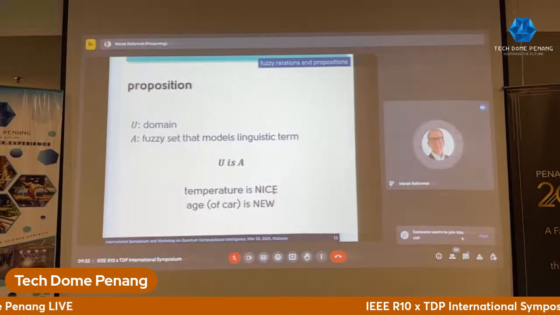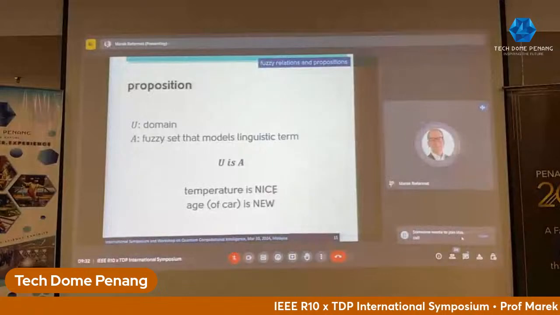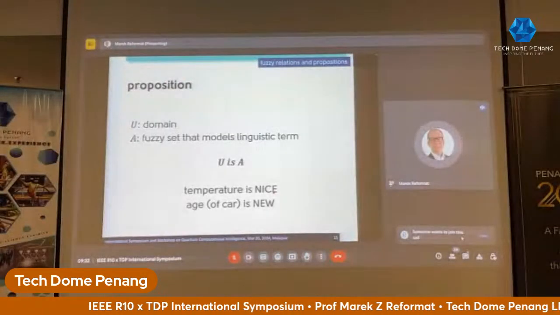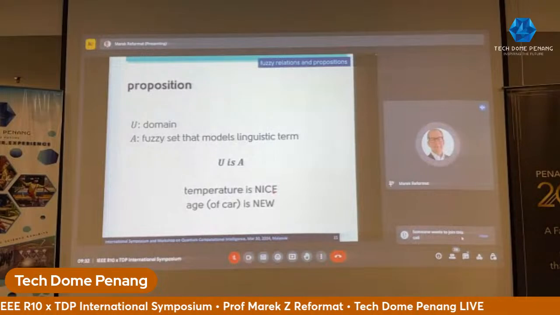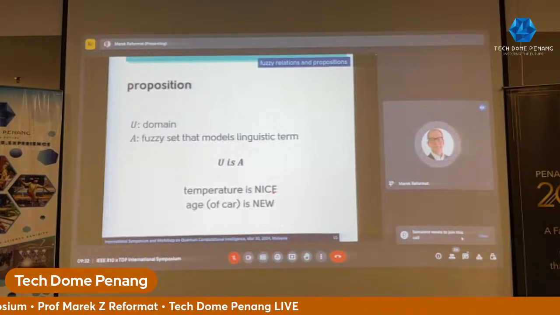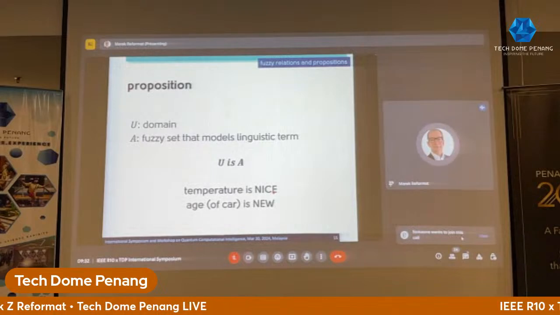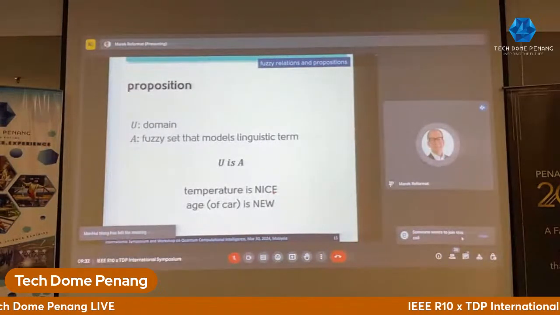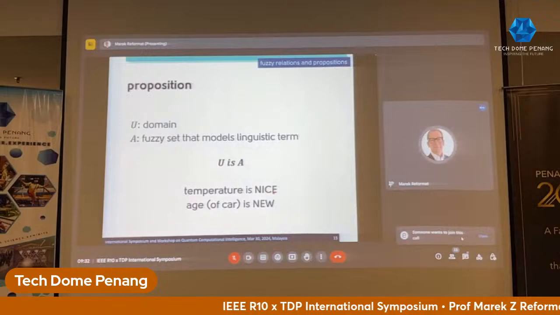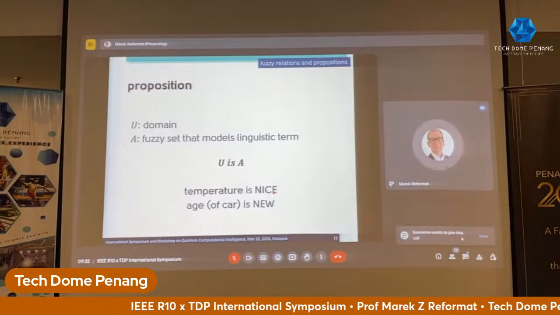So we define what nice means for temperature, and what new means for a car, and we do not specify the number. Nice, for example, 18 degrees, and new, like a 1-year-old, we just put the linguistic entries. And then the system will also provide the definition of what new or nice means, in the form of the fuzzy set, and the system knows something.